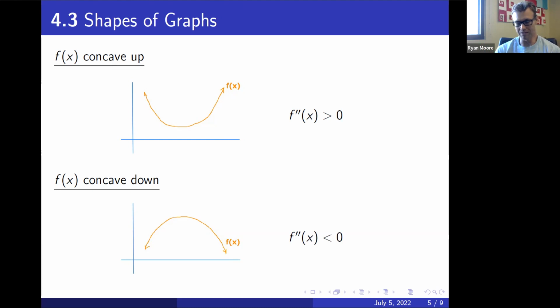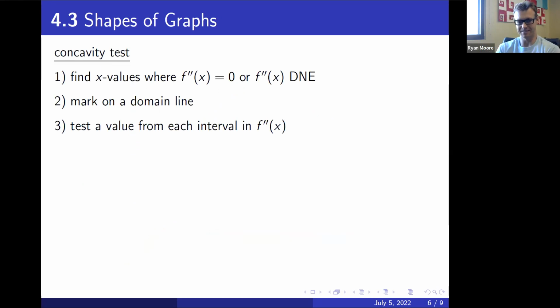Okay, so if I was to plug an x value into the second derivative, I could tell if the graph was concave up or concave down there. This is going to lead to our concavity test. Another test. It seems like we've got a lot of tests at this point. It turns out the concavity test is identical to the increasing and decreasing test. It just uses the second derivative instead of the first derivative.